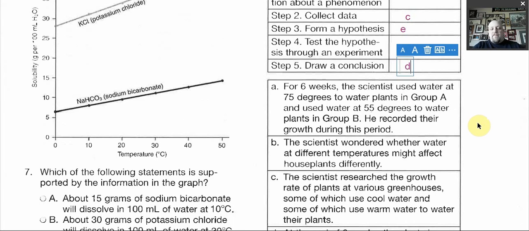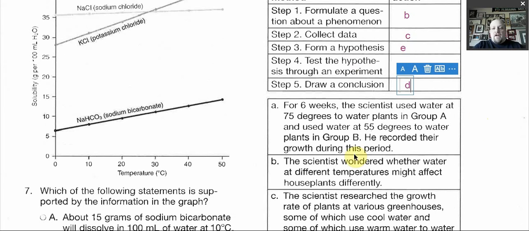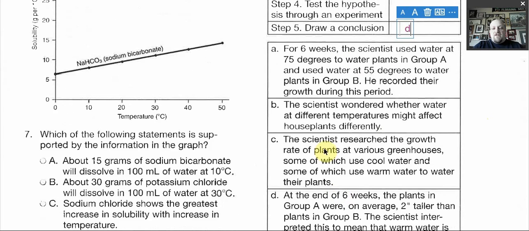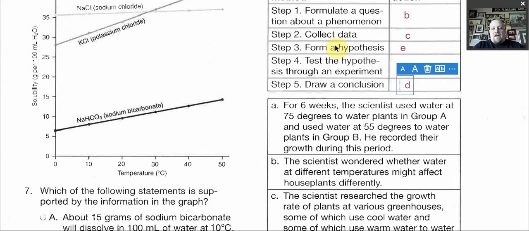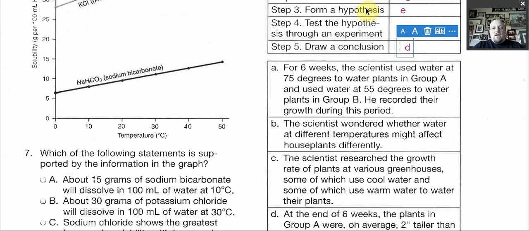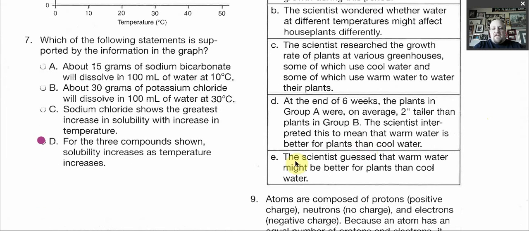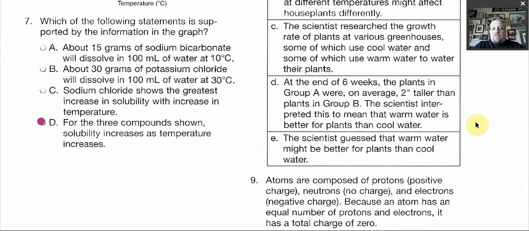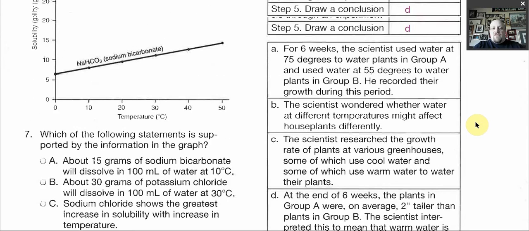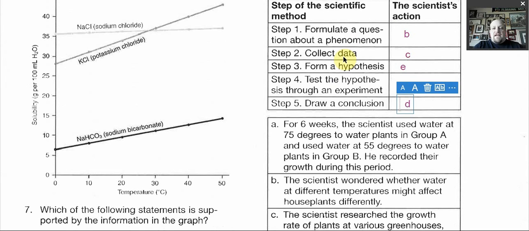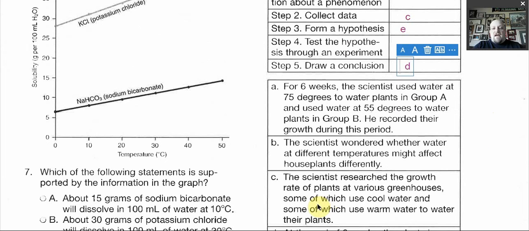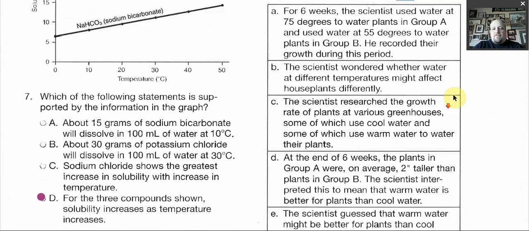So kind of this one, look at the wording that they use. Wondered is a question, so formulate a question. Researched is collect data. Hypothesis is like a guess, and it says right there he guessed. So you can kind of figure that one out, and then just don't get confused with the collecting data and testing a hypothesis, because he has to have a hypothesis before he can test the data.